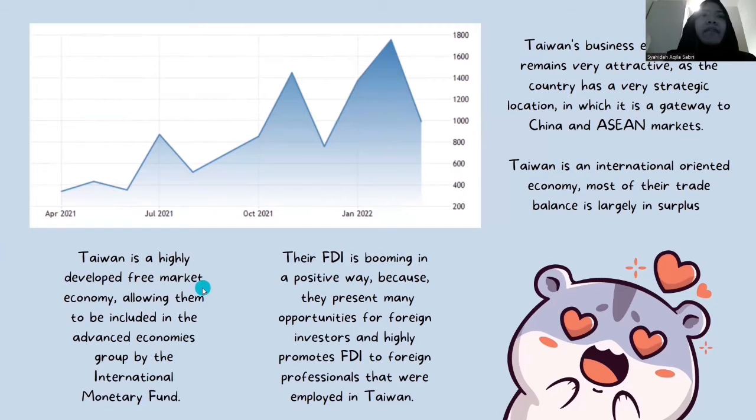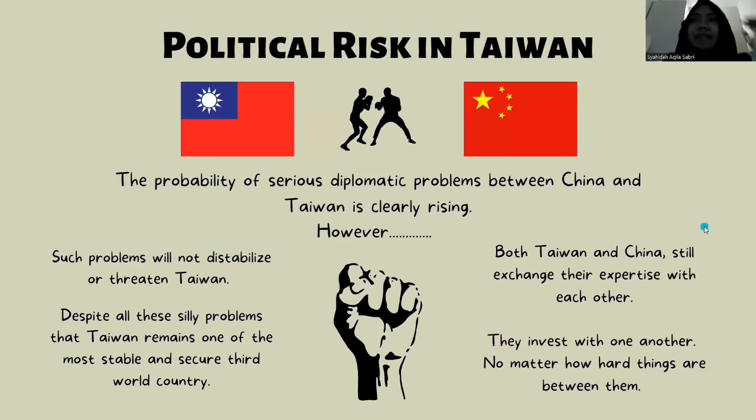Taiwan is a highly developed free market economy, allowing them to be included in the advanced economies group by the International Monetary Fund. And lastly, their foreign direct investment is booming in a positive way because they present many opportunities for foreign investors and highly promote FDI to foreign professionals that were employed in Taiwan. So that's it for Taiwan's FDI. Move on to their political risk.